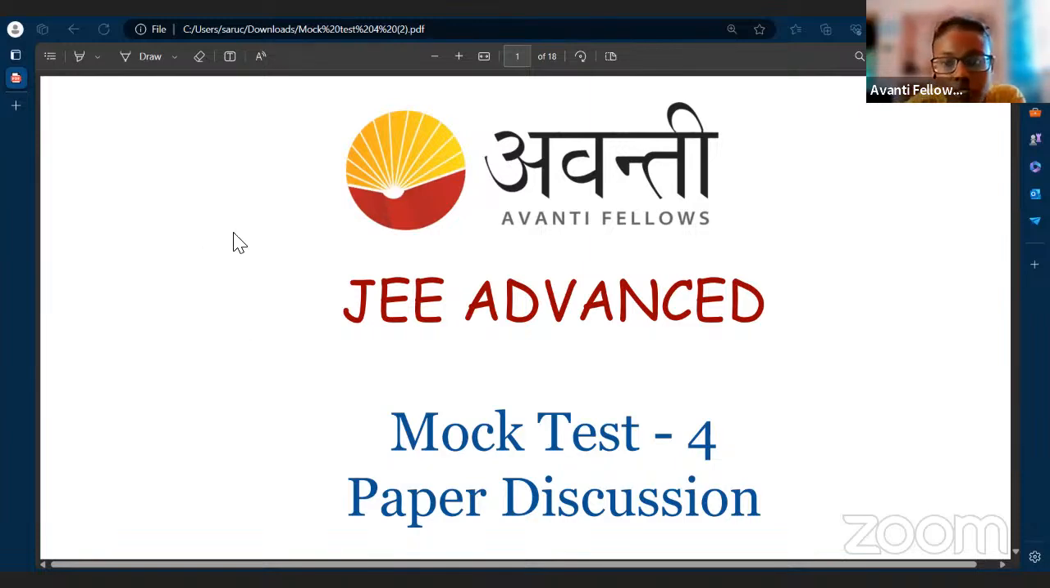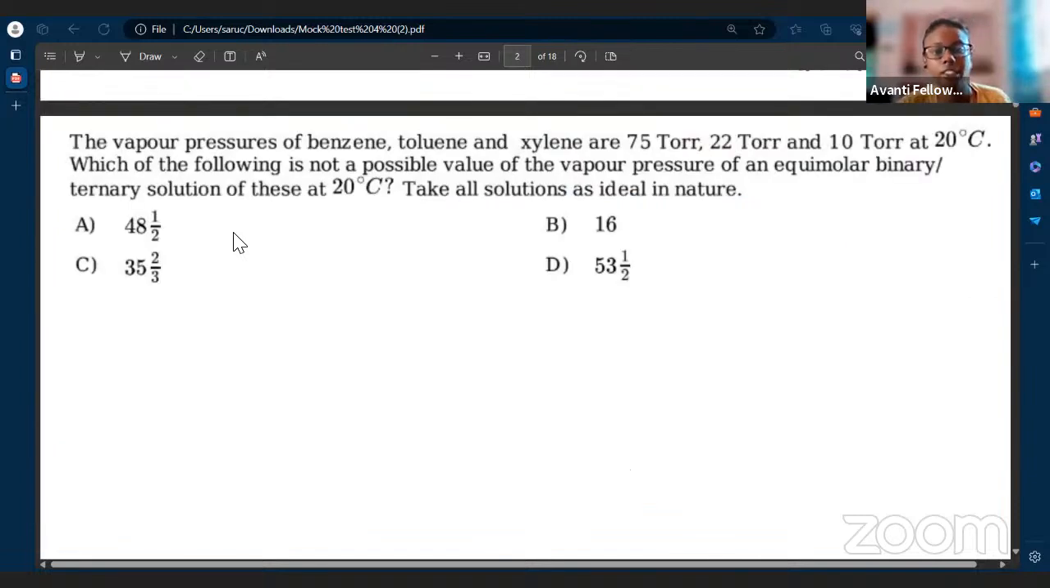So moving to the first question. Look at the question. The vapor pressures of benzene, toluene, and xylene are given. Which of the following is not a possible value of the vapor pressure for an equimolar solution of these at 20 degrees Celsius?